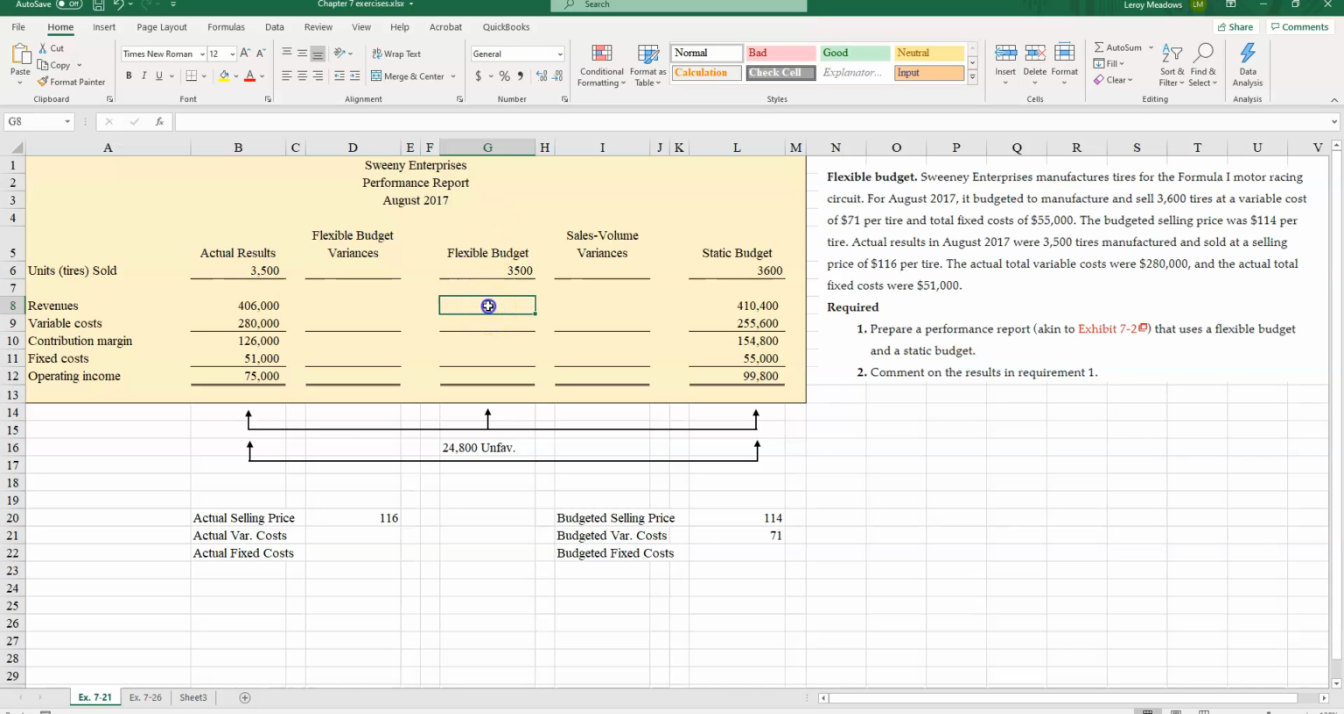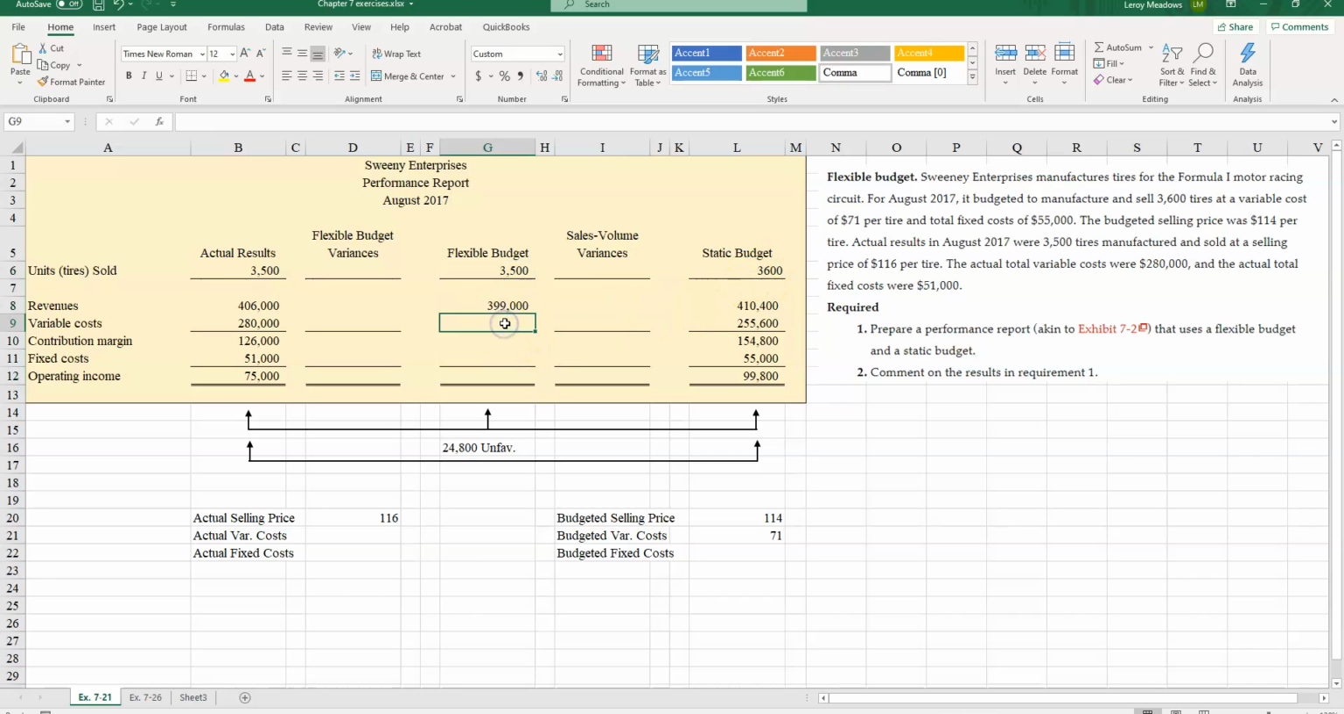So for my flexible budget, for each of the line items for revenues and variable costs, I'm going to take my flexible budget amount of units sold, which is always the same as the actual units sold. So I'll take my actual units sold times my budgeted selling price of $114. And the $399,000 is the amount of revenues that I would have predicted if I knew I was going to sell 3,500 tires and not 3,600.